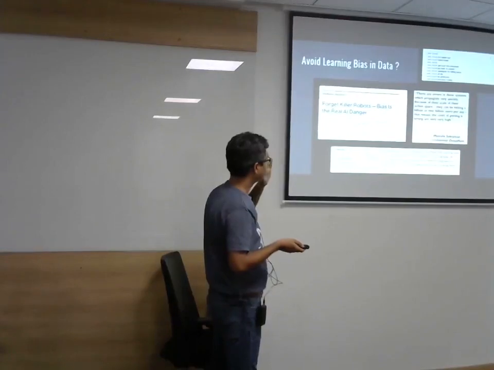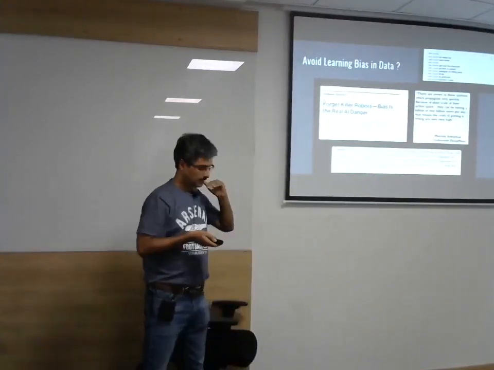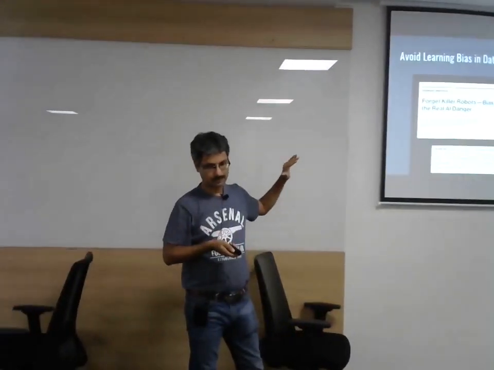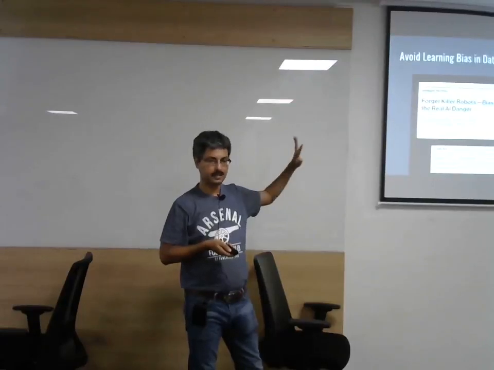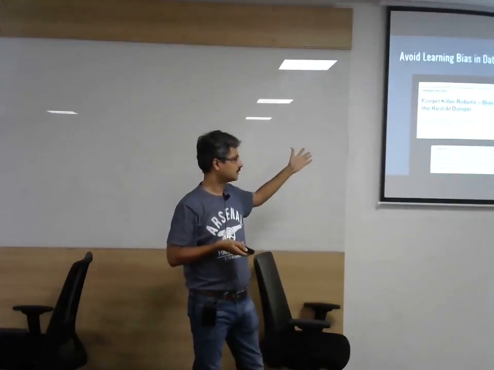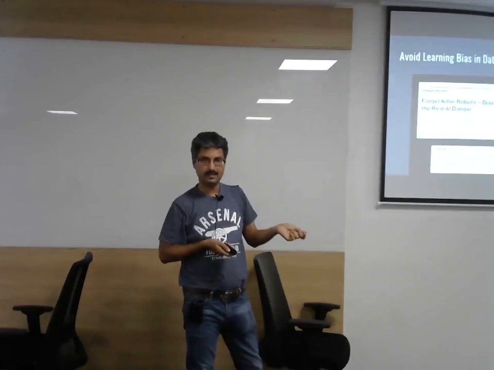Okay, so this is the final touch. So this aspect of 2.0 program is completely new. It's about bias. So if the data has bias, the machine also learns.